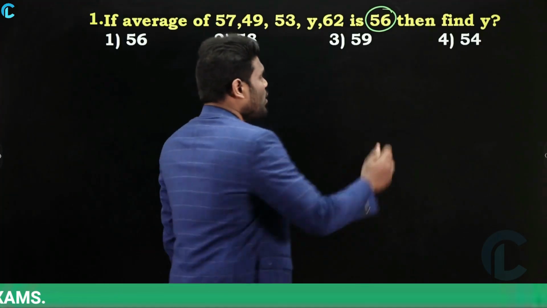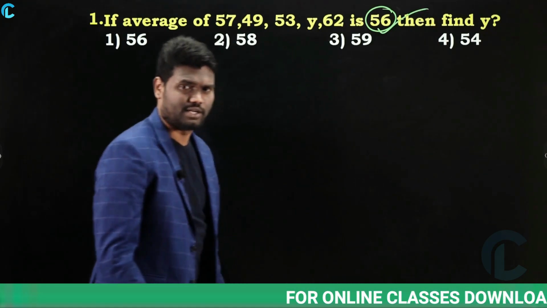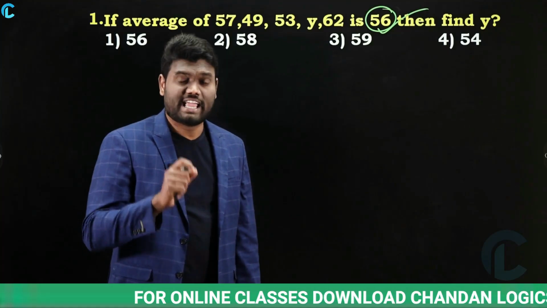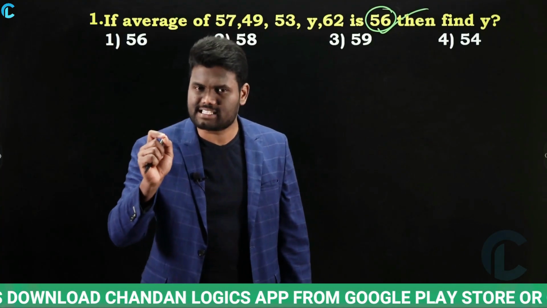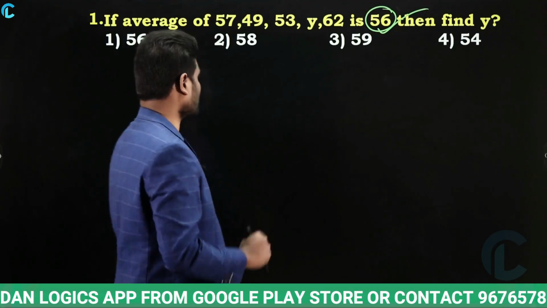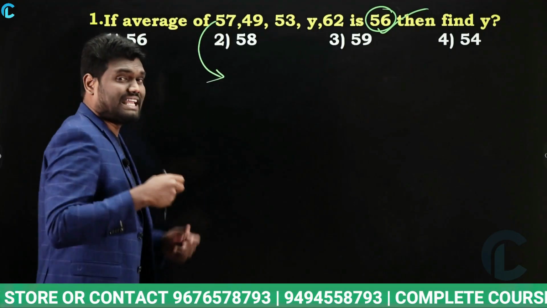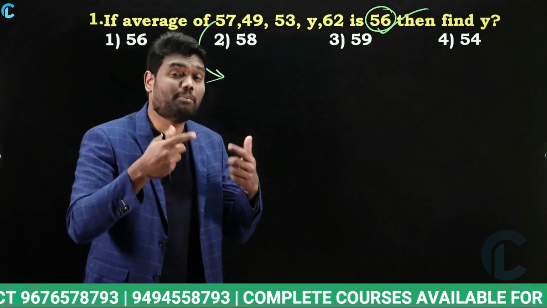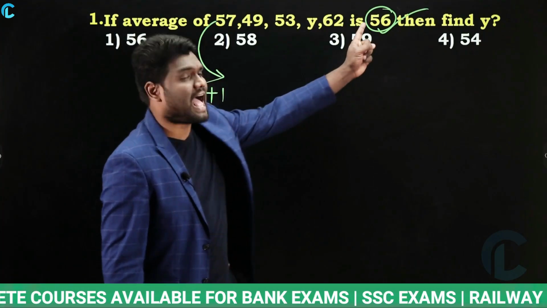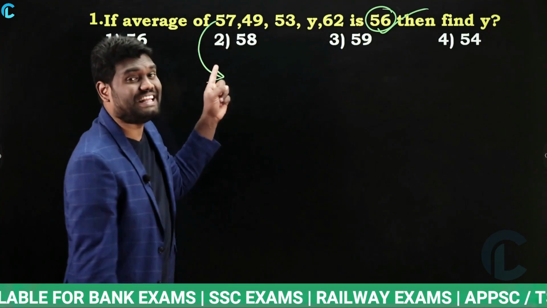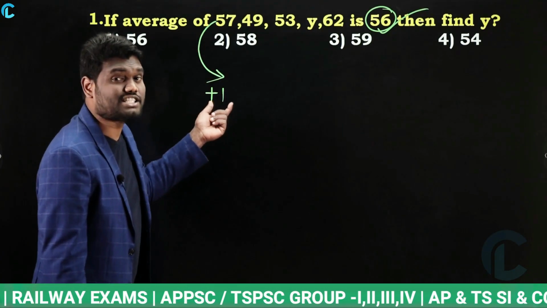Now if you observe here, what is the average of all these numbers? The average of all these numbers is 56. When I say the average is 56, each and every number should be 56, 56, 56, 56, right? So let us cross check. The first number is 57, which means it is more than the average. How much more? It is 1 more than the average, because the average is 56 but this is 57. As it is 1 more, I have taken it as plus 1.